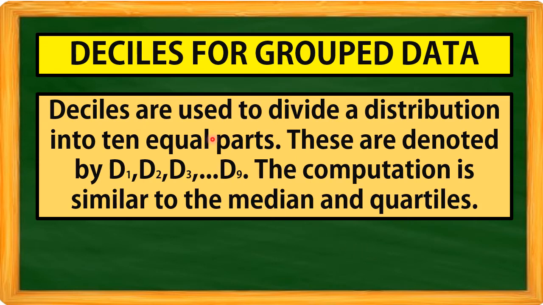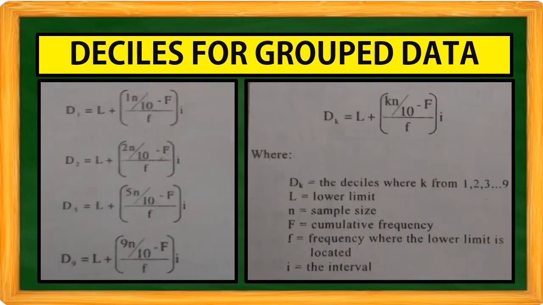Next po, let's proceed with deciles for group data. Deciles are used to divide the distribution into 10 equal parts. These are denoted by D sub 1, D sub 2, D sub 3, up to D sub 9. The computation is similar to the median and quartiles. These are the formulas for group data.